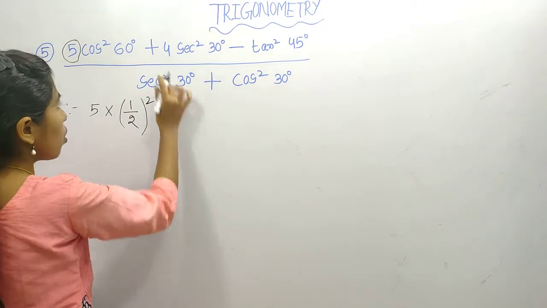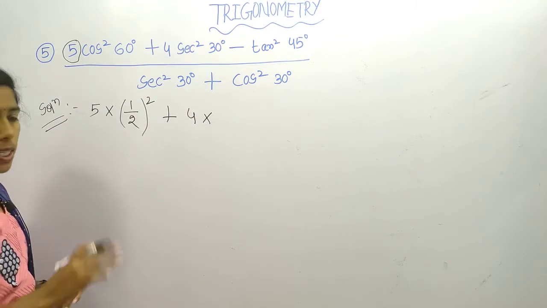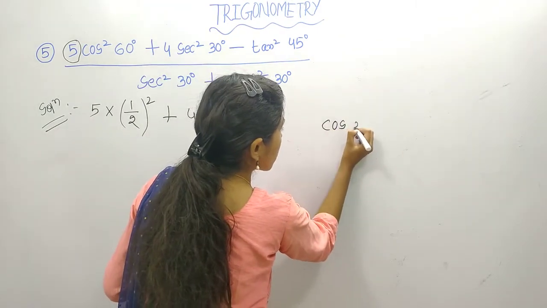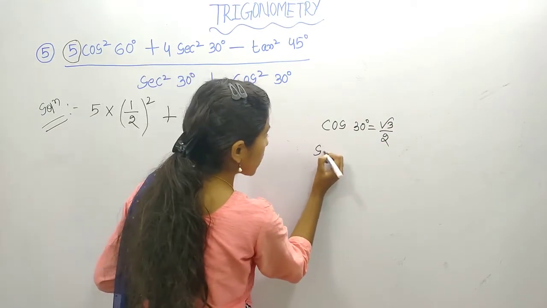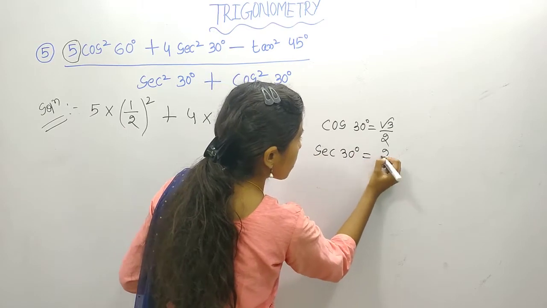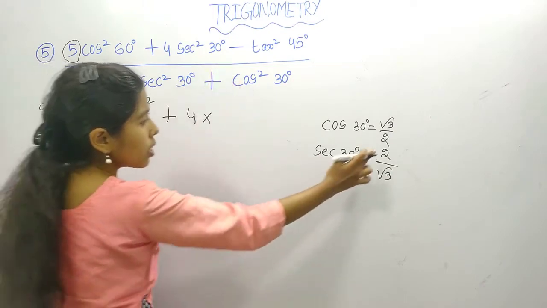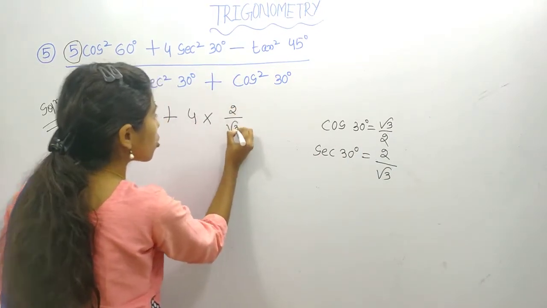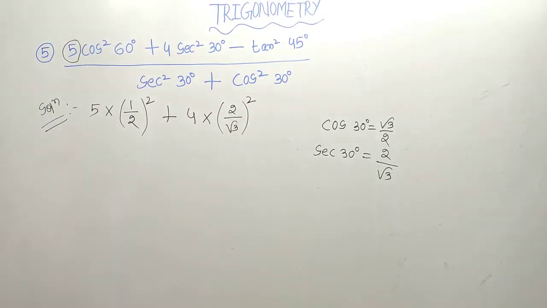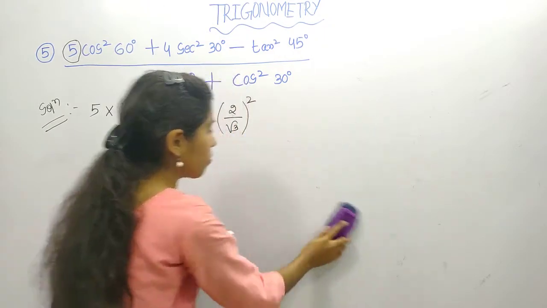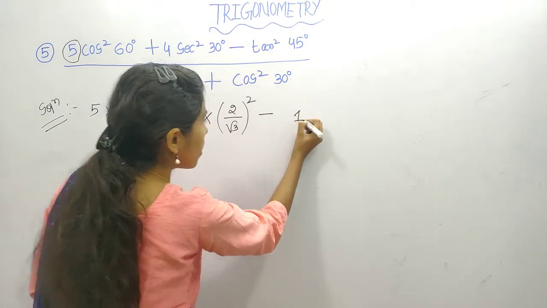Next plus. Here 4 is there. 4 into sec 30. Sec 30 value is equal to, here you see, cos 30 value is root 3 divided by 2. So sec 30 is the reciprocal of cos 30, means 2 divided by root 3. So here it's given sec 30 2 by root 3. Here you see square is given. So here we will put square. Next what it's given? Minus tan 45 degree value is 1 square.